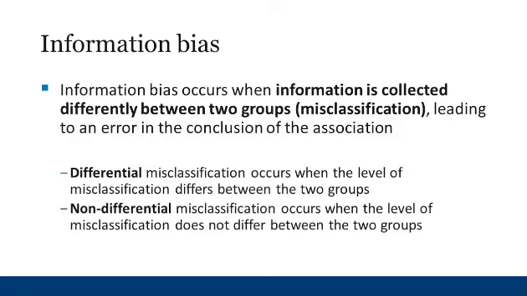So information bias can be differential, which occurs when the level of misclassification differs between two groups. So let's say the level of how you assess glucose differs between those with diabetes and those without diabetes. Or it could be non-differential, where the level of misclassification doesn't really differ between two groups.